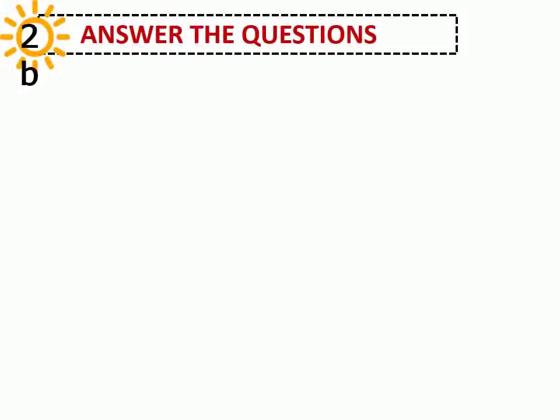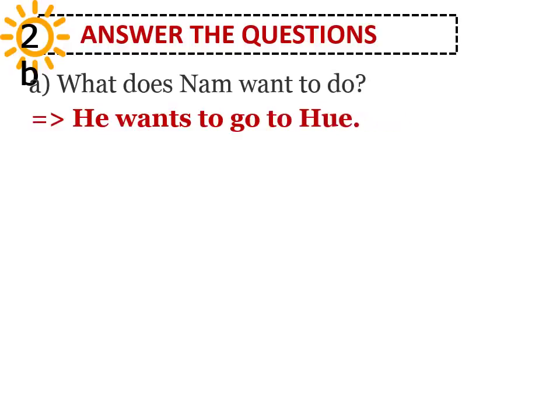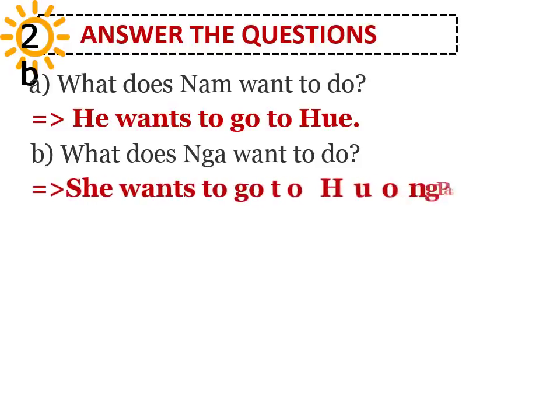Answer the questions. Question A. What does Nam want to do? He wants to go to her. That's good. Question B. What does Nga want to do? That's right. She wants to go to Hương Pagoda.